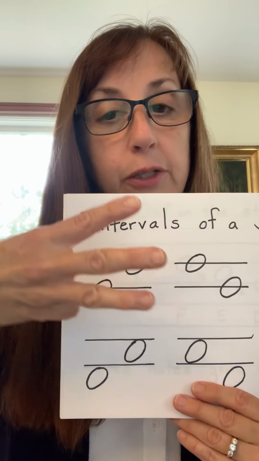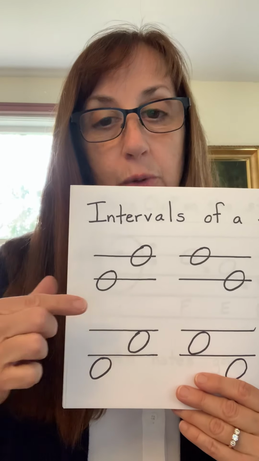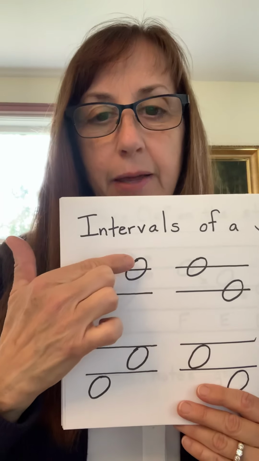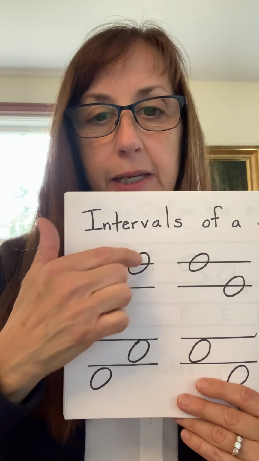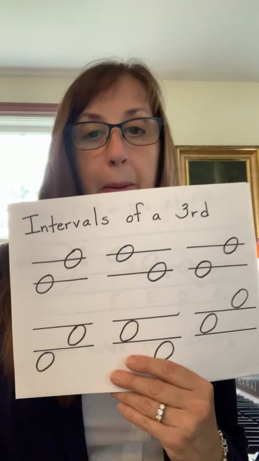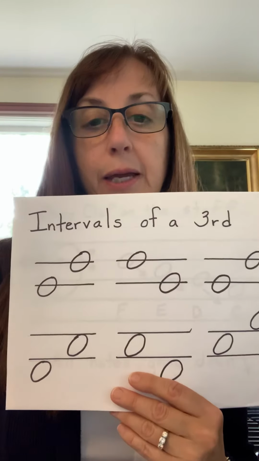1, 2, 3. That's 3 notes up. So say I call this a C. D would be in the space, and this would be E. So C to E is an interval of a third. All right? So remember this. Thirds go to the same thing.